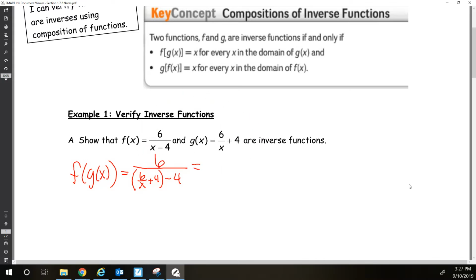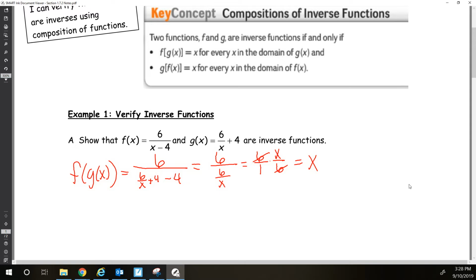All right, I'm going to go ahead and drop those parentheses now that we see that. What happens to the 4 minus 4? That becomes 0. So I really have 6 over x. And if I've got a fraction divided by a fraction, what do we do to get that simplified? Well, this is the same thing as 6 over 1 times the inverse of the denominator. So the inverse would be x over 6. My 6's cancel. And so I've proven that f of g of x is equal to x.